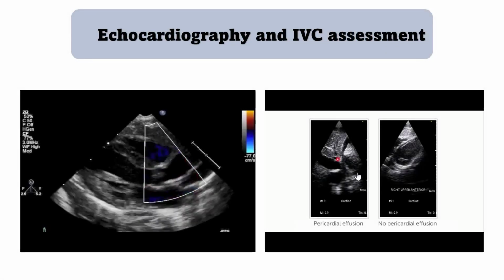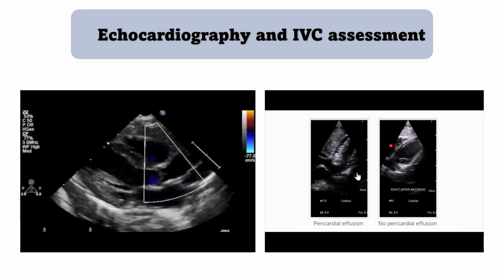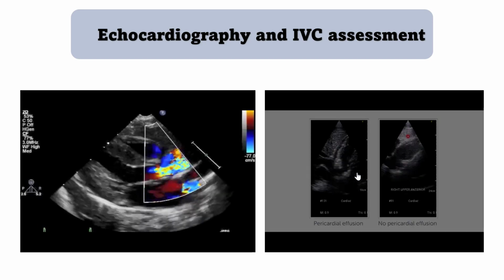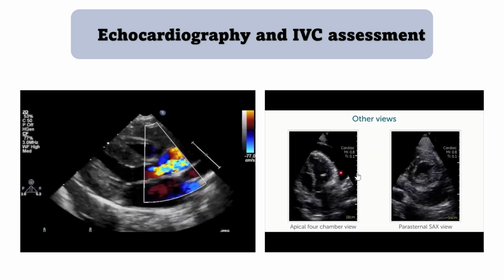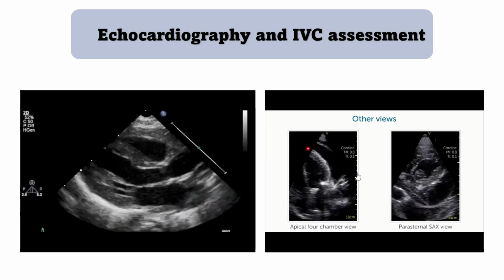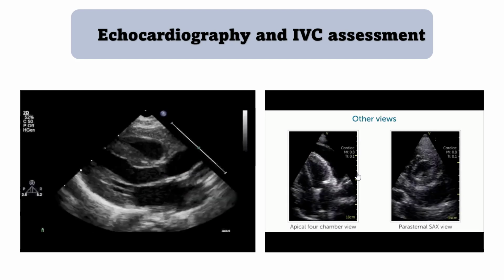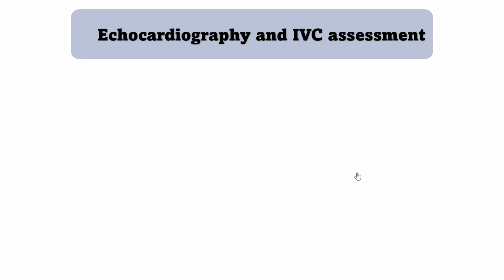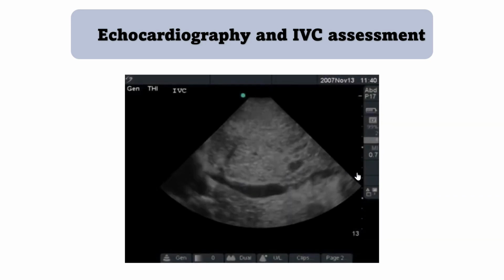Echocardiography and IVC assessment. You can use echocardiography in anesthesia and intensive care to assess the adequacy of contractility, adequacy of the filling of the ventricles. And you can diagnose a pericardial effusion or pericardial tamponade, which is very important in the trauma situation.